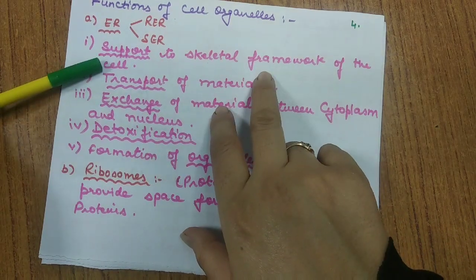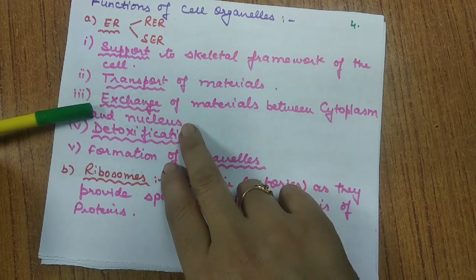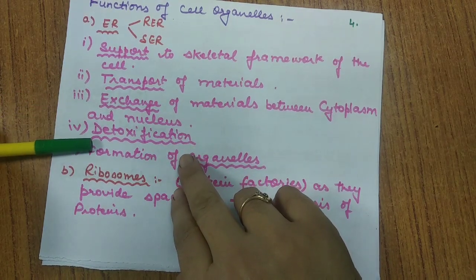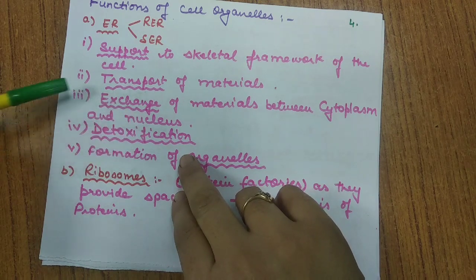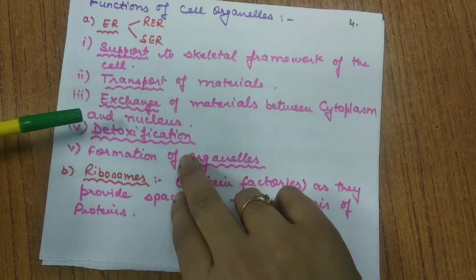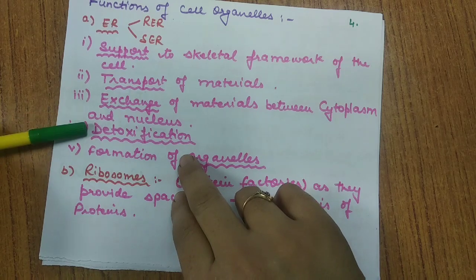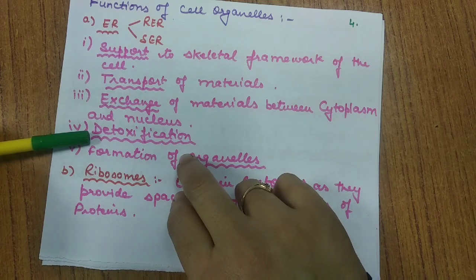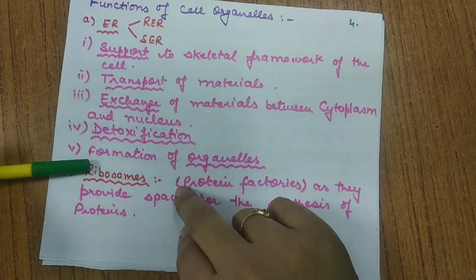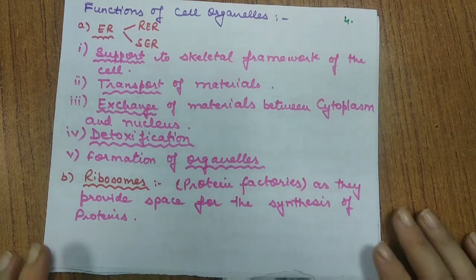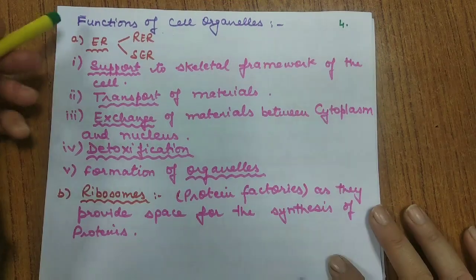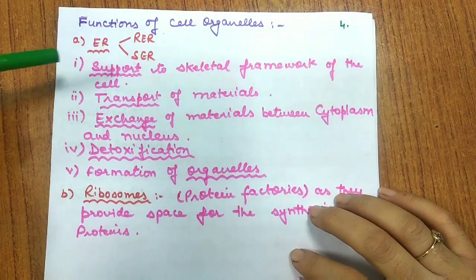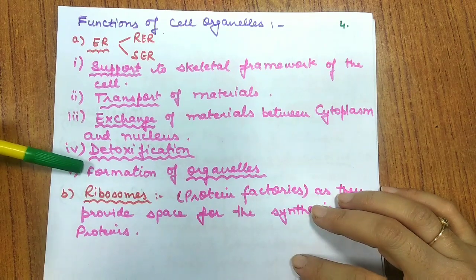So support to skeletal framework of cell, transport of materials, exchange of materials between cytoplasm and nucleus, sometimes detoxification. Detoxification is removal of the poisonous substances. Basically, it takes place in liver. It removes the harmful materials from the liver by excretion, and sometimes it helps in the formation of organelles also. So these are the important functions of endoplasmic reticulum.